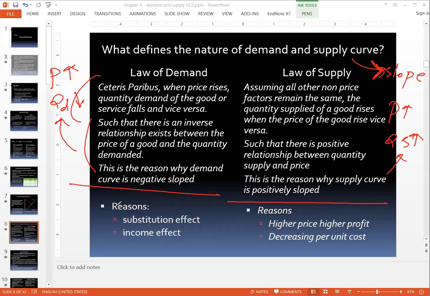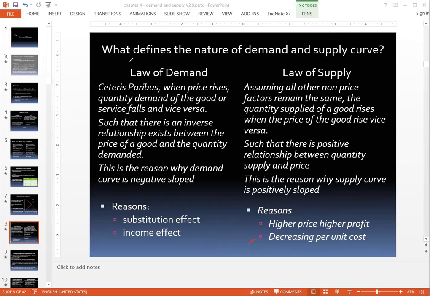Okay, so the reasons for the negative slope are the substitution effect and income effect for demand, and the reason for the positive slope is that higher price means higher profit, or higher production, which reduces the per unit cost of production. These are a few reasons which could be studied in detail in the course packs and books. So the law of demand and law of supply are the reasons behind the slope of the graph. Let's move forward.